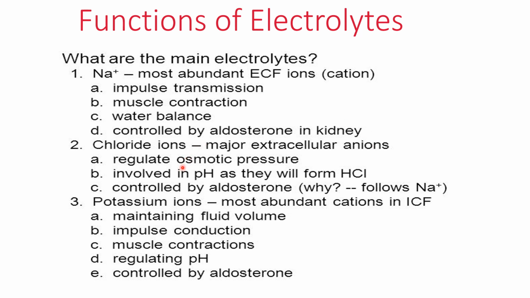The chloride ion is a major extracellular anion. It regulates osmotic pressure. It is involved in pH as they form HCl, and it is controlled by aldosterone. Now the potassium ion is the most abundant cation in intracellular fluid and it maintains fluid volume, impulse conduction, and muscle contractions. It plays a role in regulating pH and it is controlled by aldosterone.